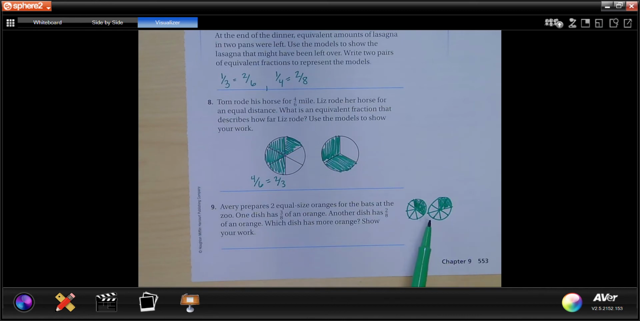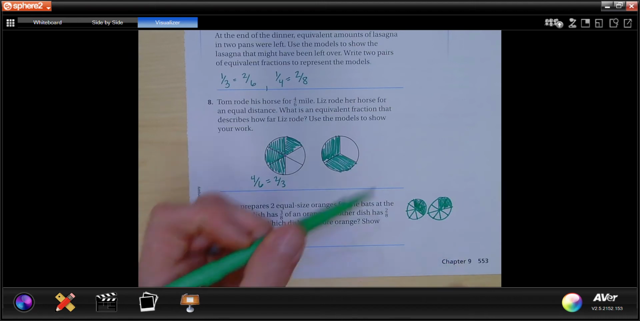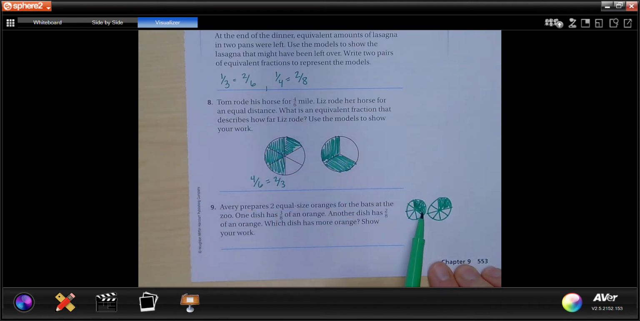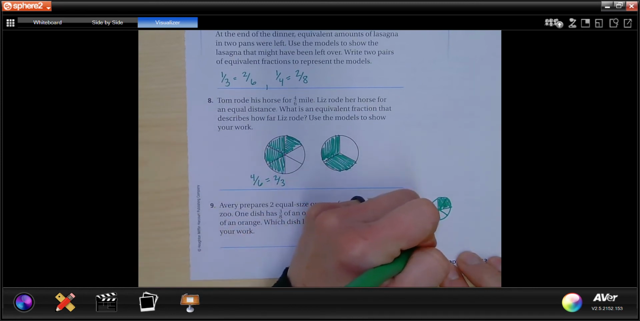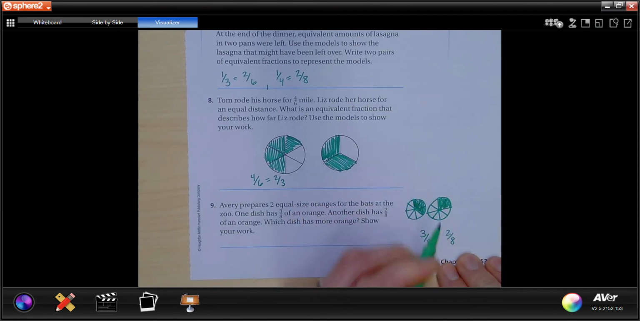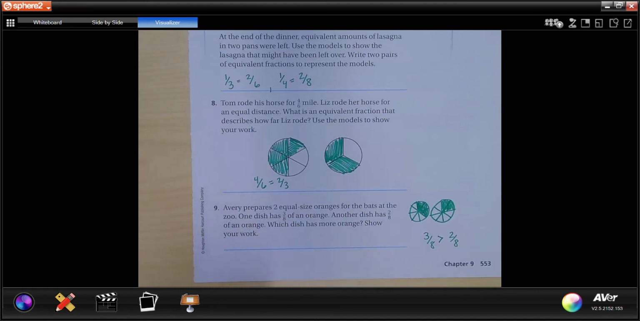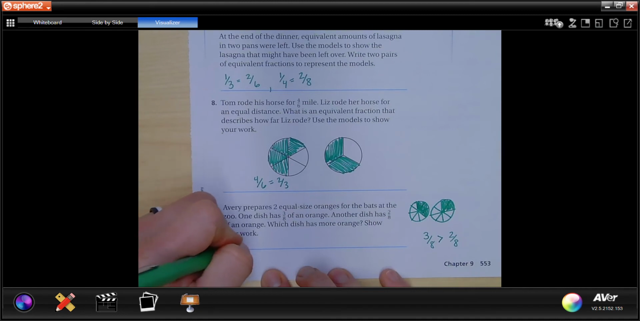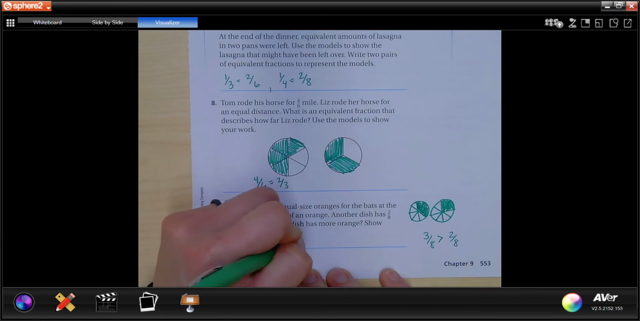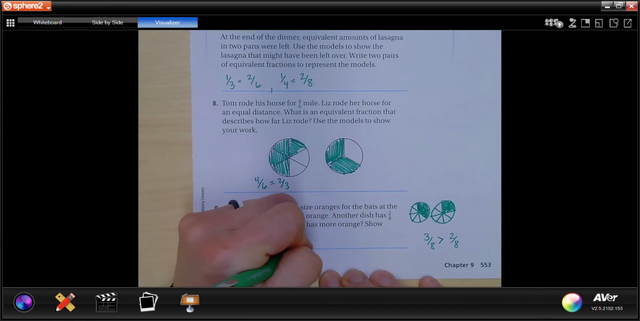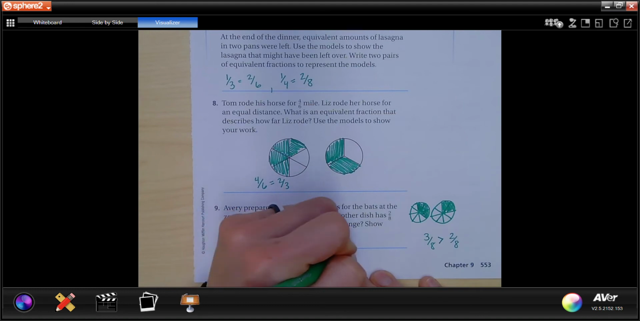Which dish has more oranges? Well, the dish with 3/8 of an orange has more because if you look, there's more here. So 3. Also, 3/8 and 2/8 have the same denominator. So when you compare the numerators, 3 is bigger than 2. So 3/8 is greater than 2/8. So the dish with 3/8 of an orange has more.